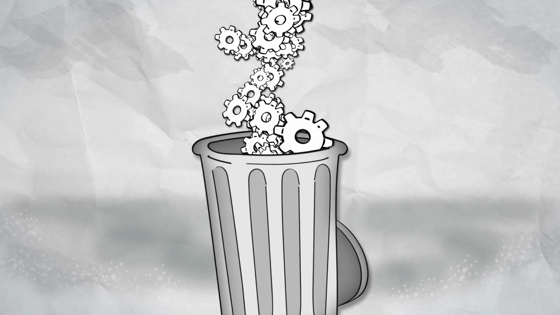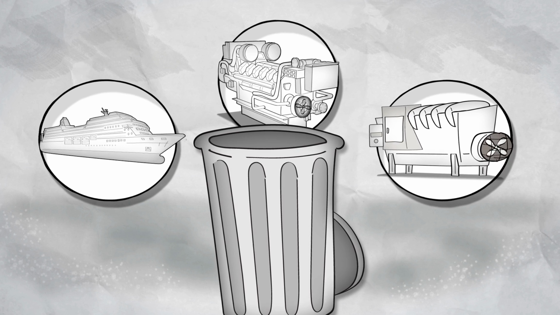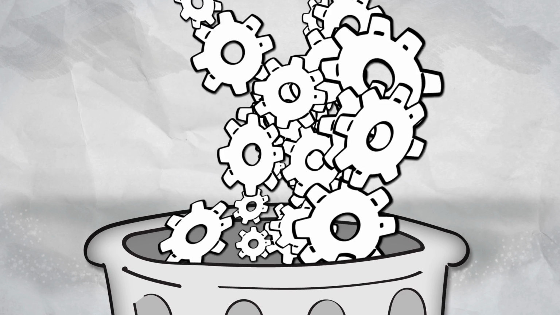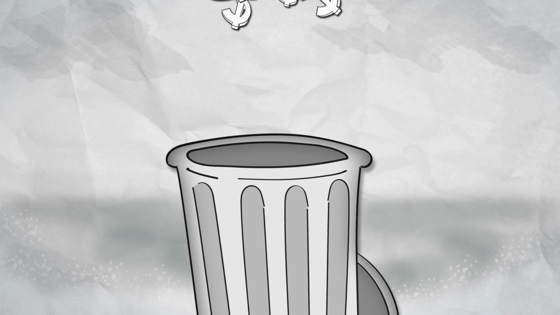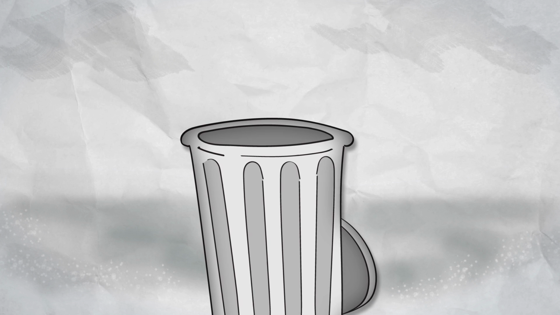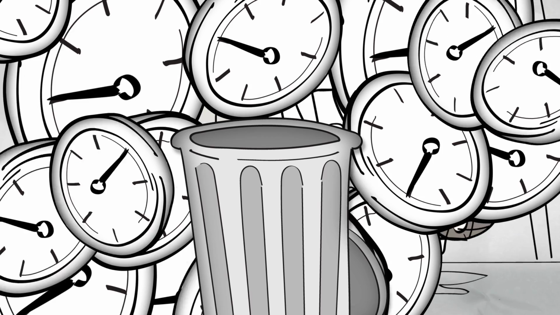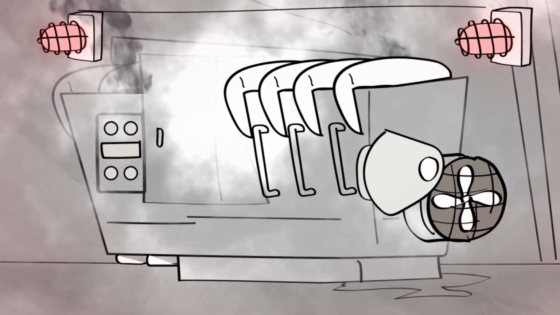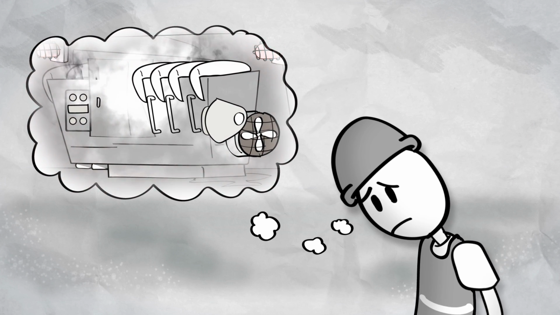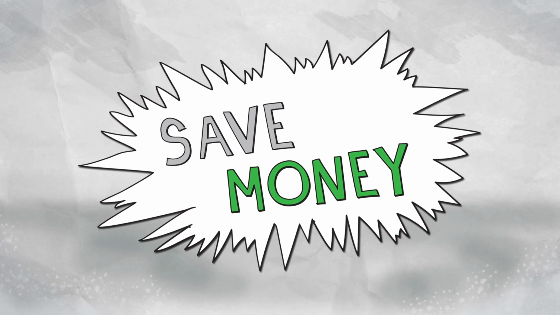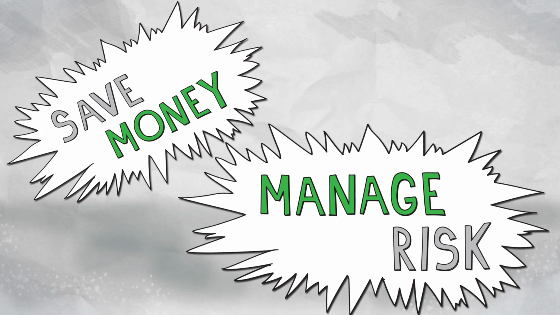Because with so many parts on so many assets, Bob is worried he may be blindly replacing things before they really need it, and wasting money. On the other hand, Bob also doesn't want downtime. To Bob, breakdowns are even more costly than wasting money on unneeded maintenance. Bob wants an approach that saves him money and manages downtime risk.